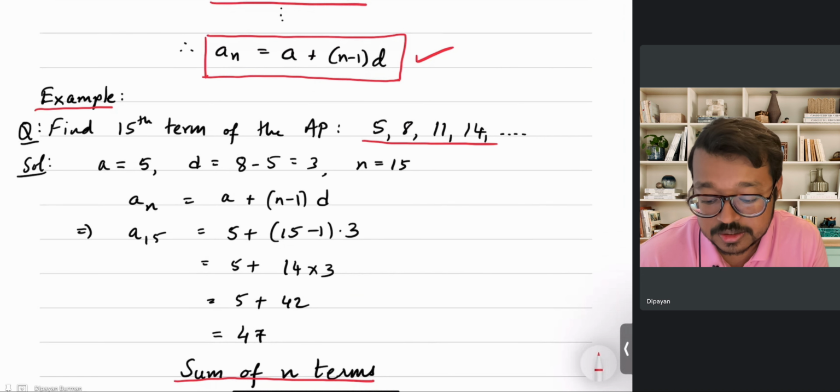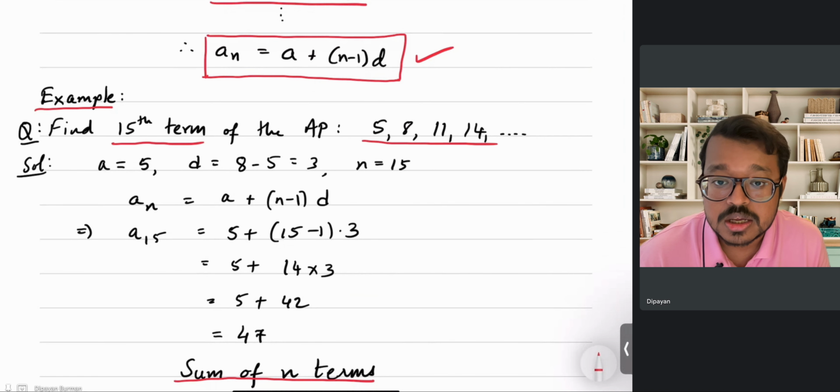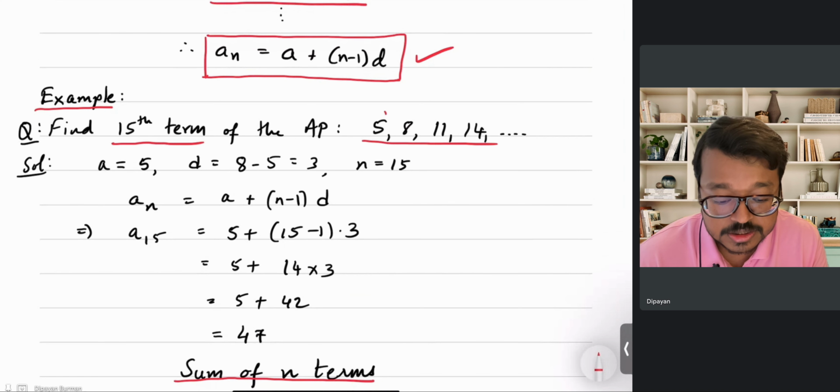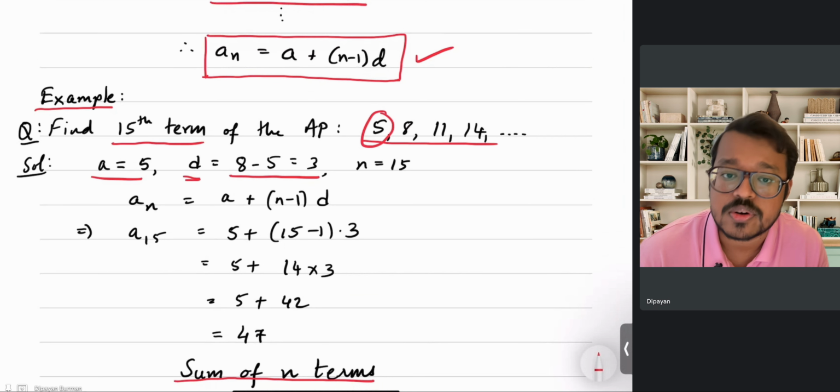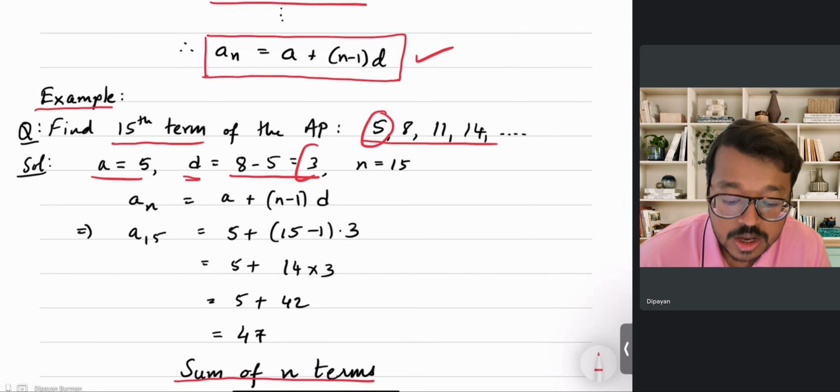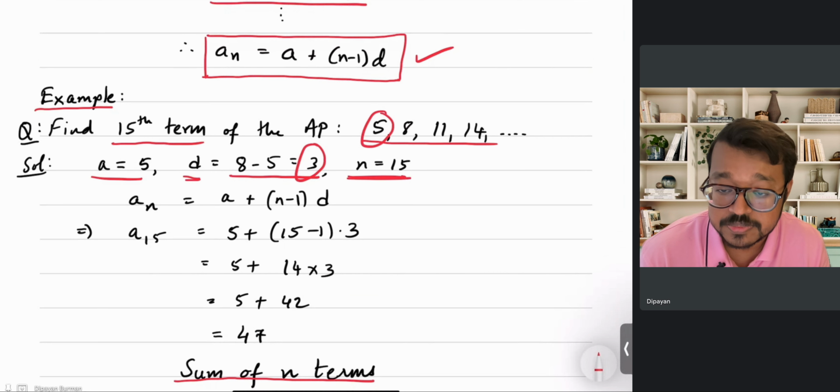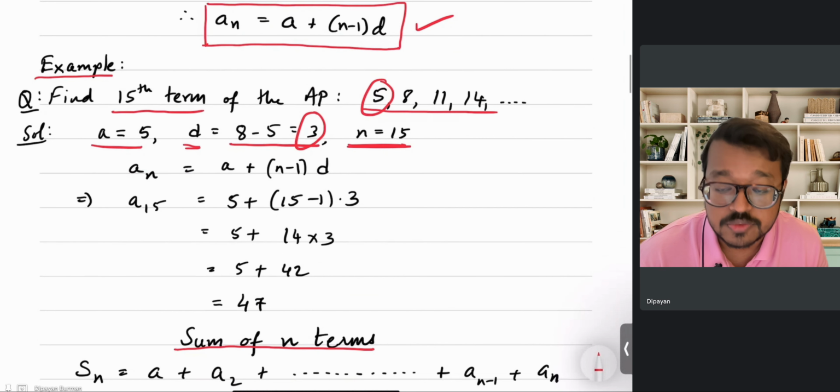So as an example, here suppose the AP is 5, 8, 11, 14. How do we find the 15th term of the AP? So I will list down the known information. First term A is equal to 5. The common difference D is, let's say, 8 minus 5 or 11 minus 8, whichever way. Common difference is 3. We are supposed to find the 15th term, so the n value is 15. Then if I plug in these values in the formula, I get the 15th term as equal to 47.